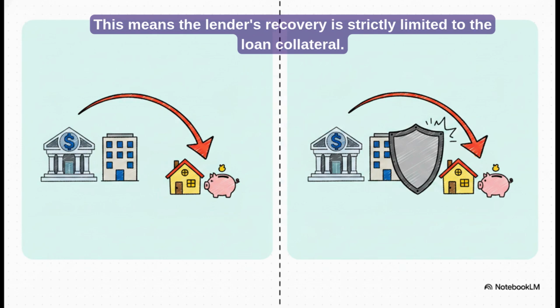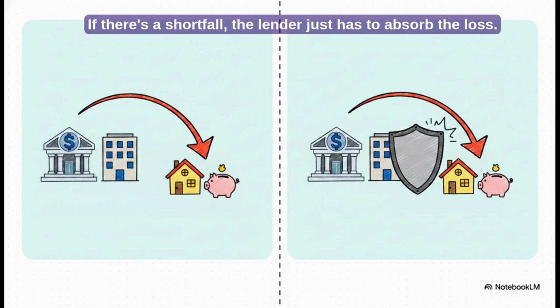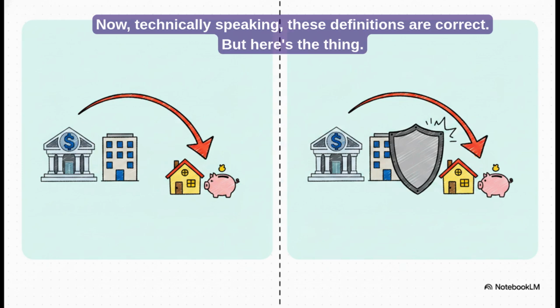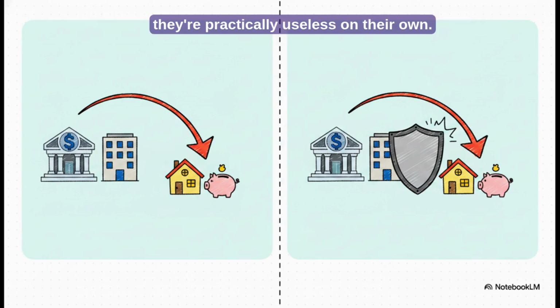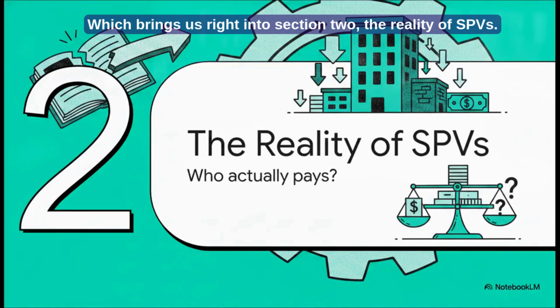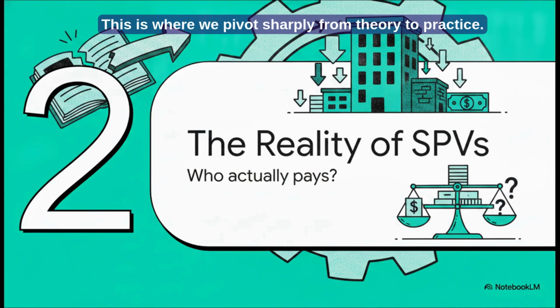Pretty straightforward, right? Then on the right, we have non-recourse. This means the lender's recovery is strictly limited to the loan collateral. If there's a shortfall, the lender just has to absorb the loss. Now, technically speaking, these definitions are correct. But here's the thing. In the fast-paced world of institutional commercial real estate, they're practically useless on their own. Which brings us right into Section 2, the reality of SPVs. This is where we pivot sharply from theory to practice.